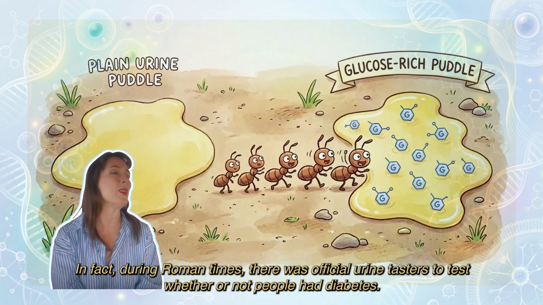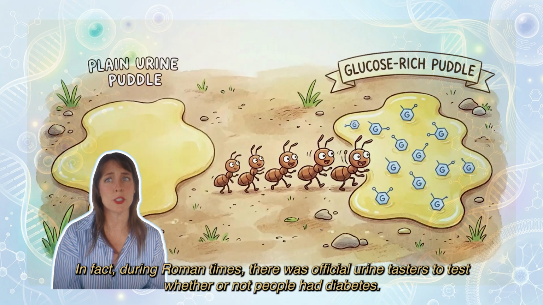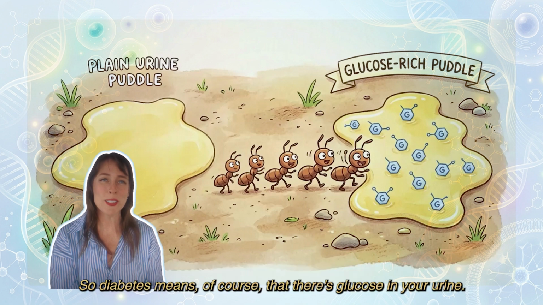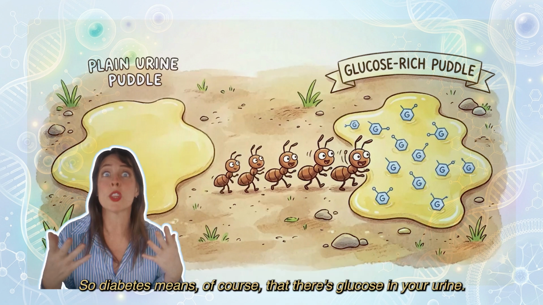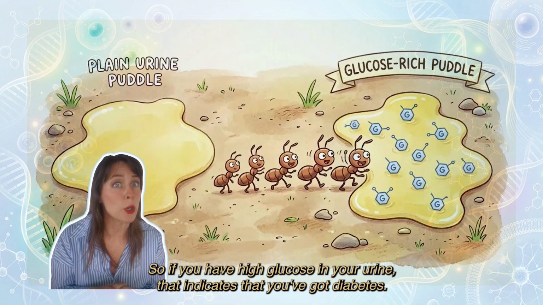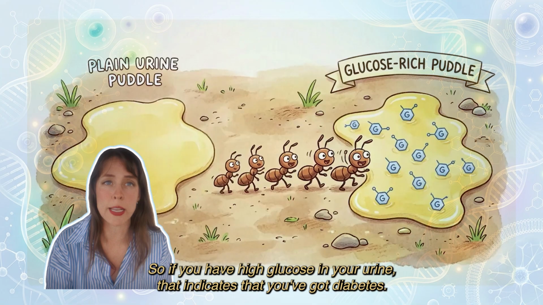In fact, during Roman times, there were official urine tasters to test whether or not people had diabetes. So diabetes means, of course, that there's glucose in your urine. The glucose should not be in it. So if you have high glucose in your urine, that indicates that you've got diabetes.